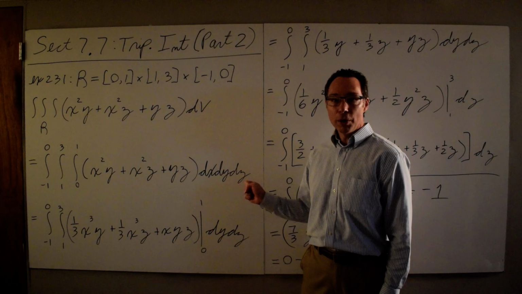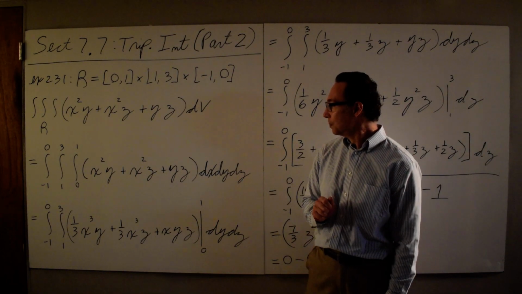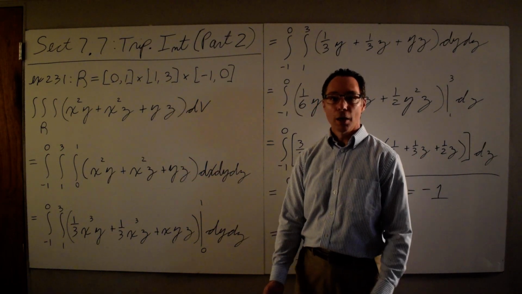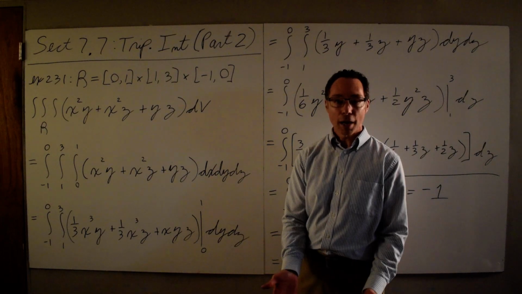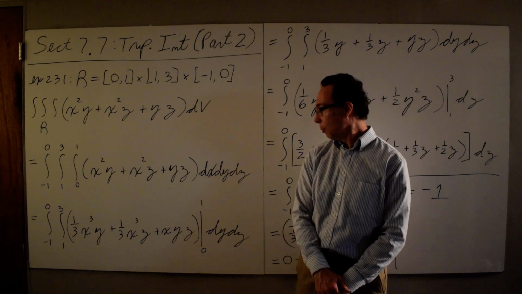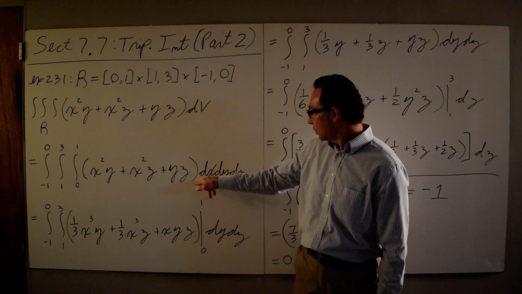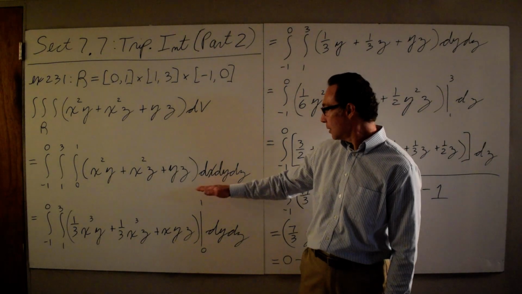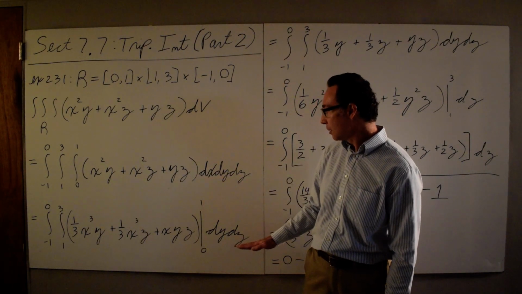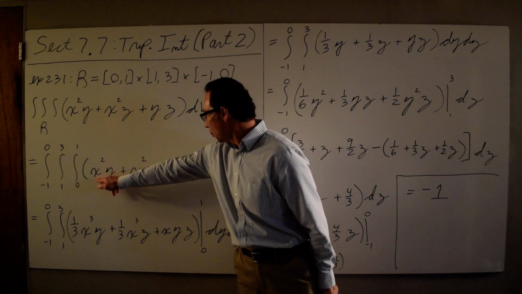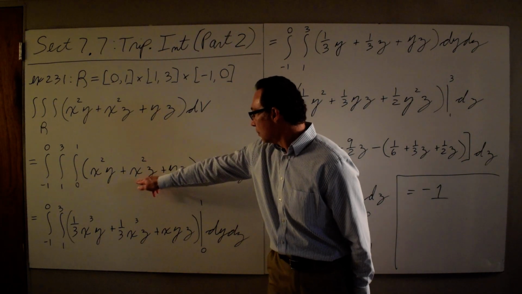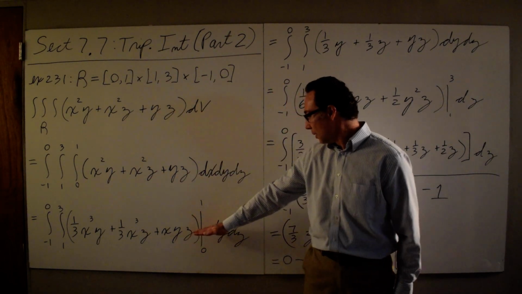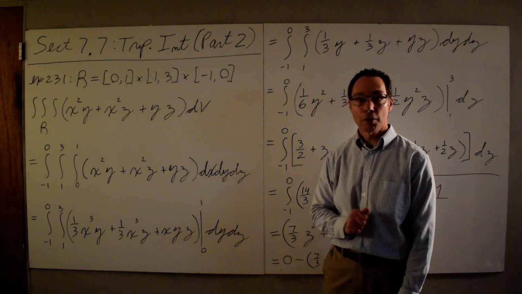This is not terribly difficult, it's just a little bit tedious. This is very similar to what we do with functions of 2 variables. It's just that we have an extra step because now we have a function of 3 variables. So we start by finding an antiderivative with respect to x. That means we treat y and z as constants. So we have 1/3 x cubed times y plus 1/3 x cubed times z plus x times y times z. So here's our antiderivative.